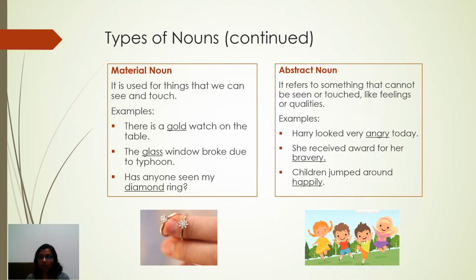The abstract noun is opposite of material noun. It refers to the things that we cannot touch. For example, feelings, qualities, we cannot touch. These are some things that we just experience, right? Example, Harry looked very angry today. Angry is an emotion, it is a feeling. We cannot touch it. We can just perceive it, experience it. Then children jumped around happily. Again, happily is the abstract noun here.